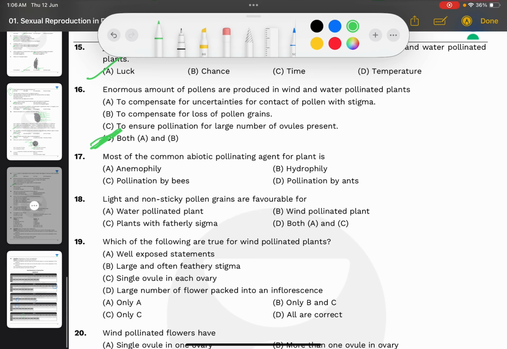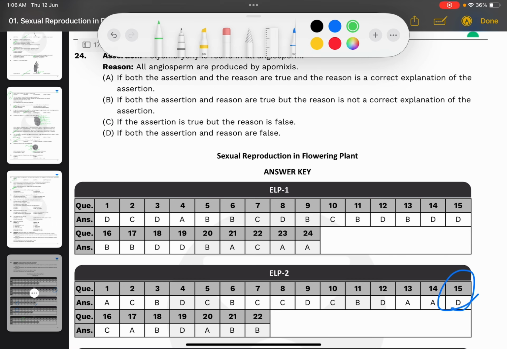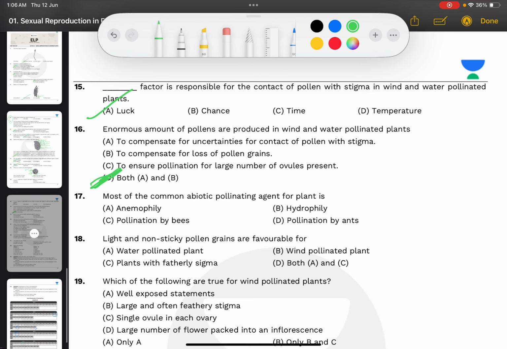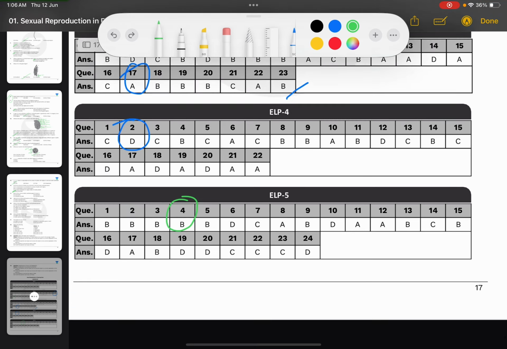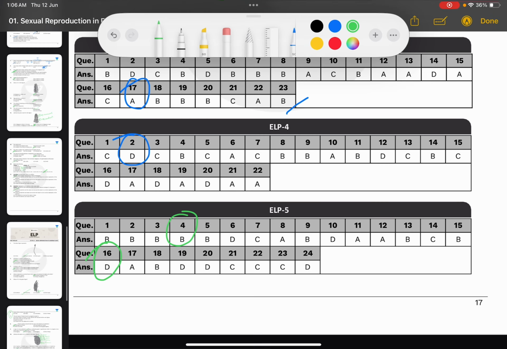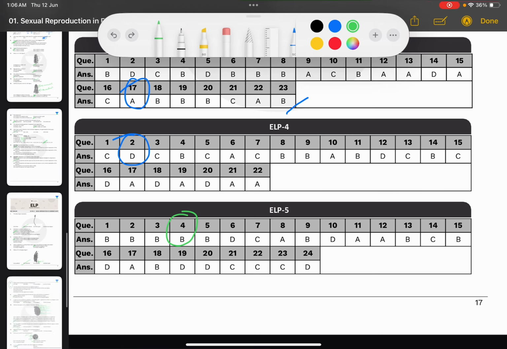D option, 16 ka D is the rare one. 16 ka C is the answer. To ensure pollination for large number of ovules. 16 ka D will be the answer. Sorry for this, guys. Oh, I was matching the other. 16 ka D is right. I am sorry for that. It is right.